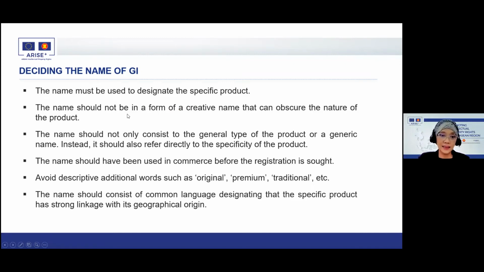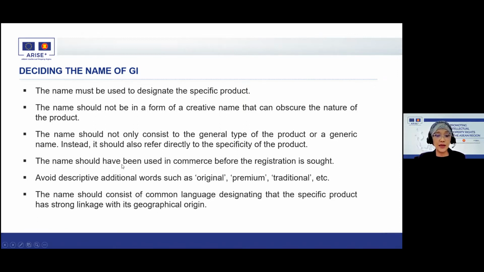Now, in designing the name of a GI, the name must be used to designate the specific product. The name should not be in the form of a creative name. Even though it's fun and trendy, it cannot be a creative name that can obscure the nature of the product. The name should also not consist only of the general type of the product, a generic name. A generic name cannot be used as a GI name. Instead, it should refer directly to the specificity of the product.